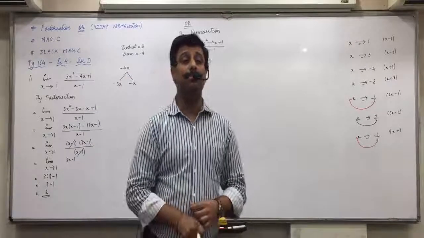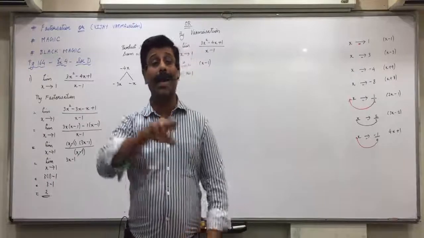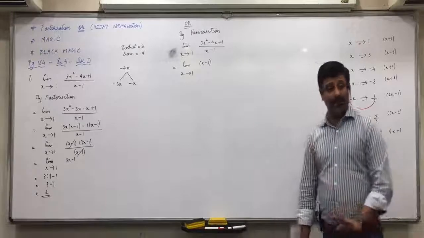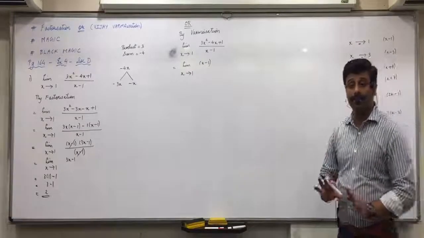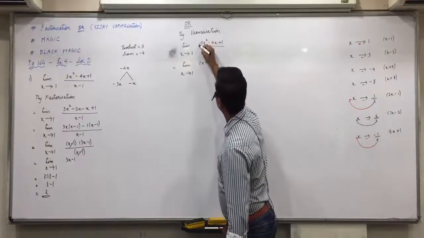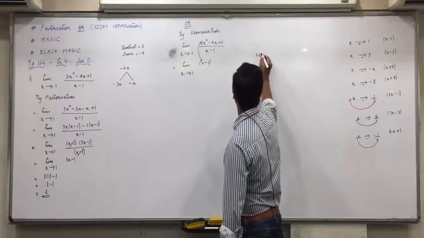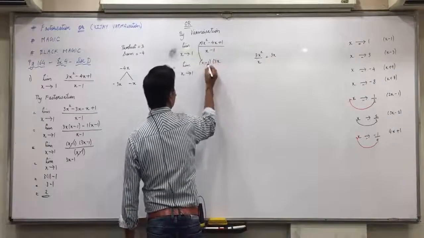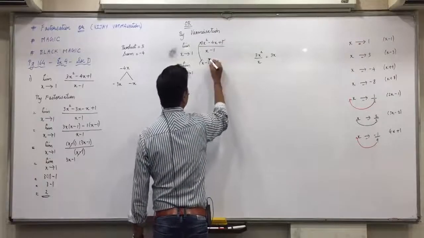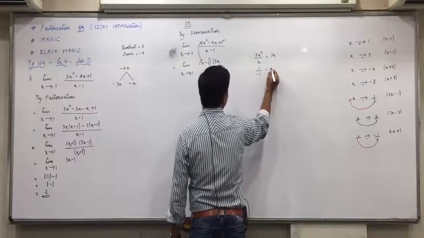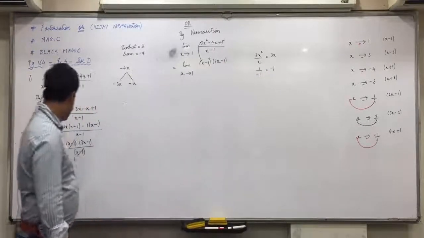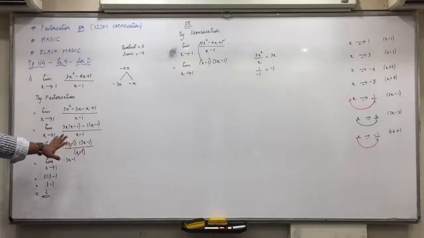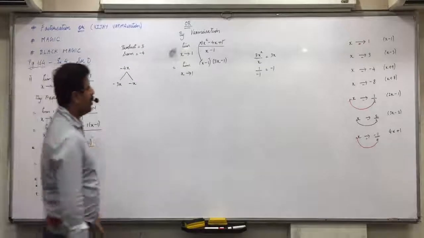Now repeat: first term divided by first term, last term divided by last term, and you get the second factor. For example, what is the first term here? 3x squared divided by x is 3x. First term divided by first term. Last term divided by last term: what is 1 divided by minus 1? Minus 1. So the second factor is 3x minus 1 directly. No need to do factorization in between. Okay? x tends to 1.